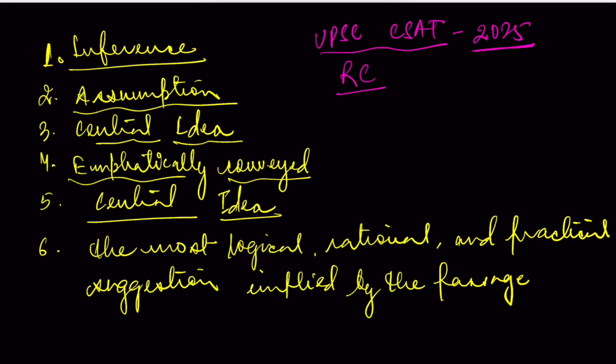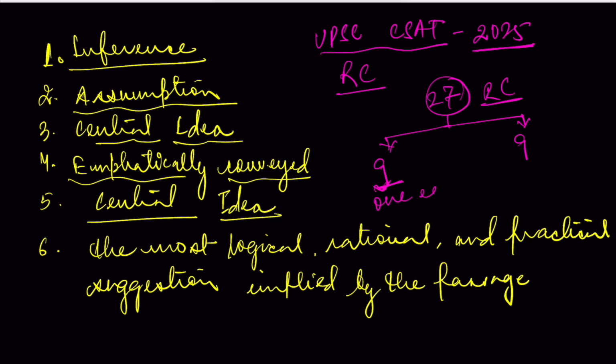You see, in your CSAT paper, you will have 27 questions from RC, means reading comprehension. In 27 questions, you will have 18 passages, in 2 sections. The 9 passages will carry a single question each, but the other 9 passages will carry 2 questions each, and this way 18 questions here and 9 questions from here will become 27 questions in total. So you will have 27 questions and 18 passages.